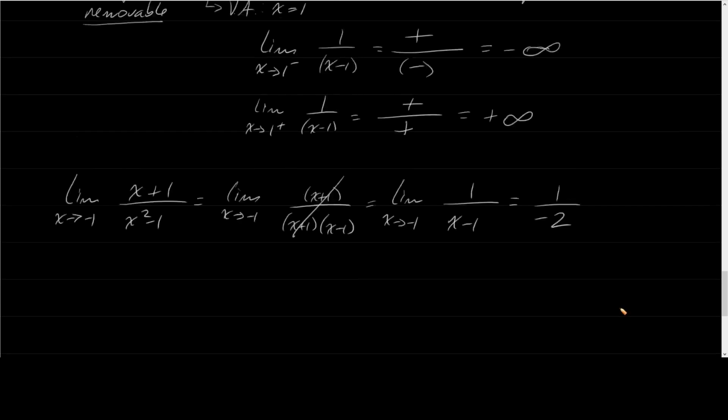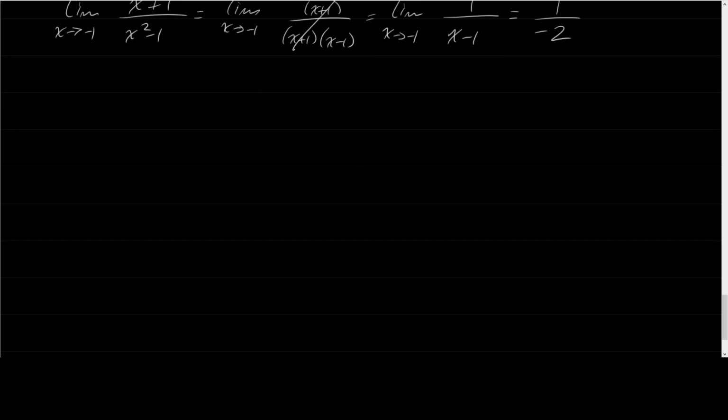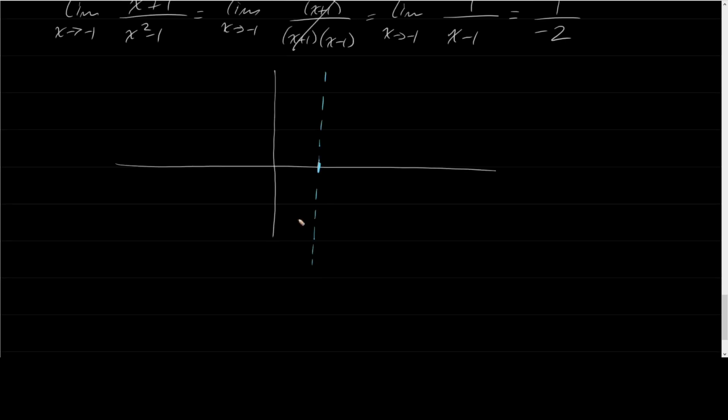So graphically speaking, what do we find with all these limits? This is what we found. We know that there was a vertical asymptote at 1, so I'll draw it like this. From the left, it went to negative infinity, and from the right, it went to positive infinity. So from the left, it goes down here, and from the right, it goes up there.